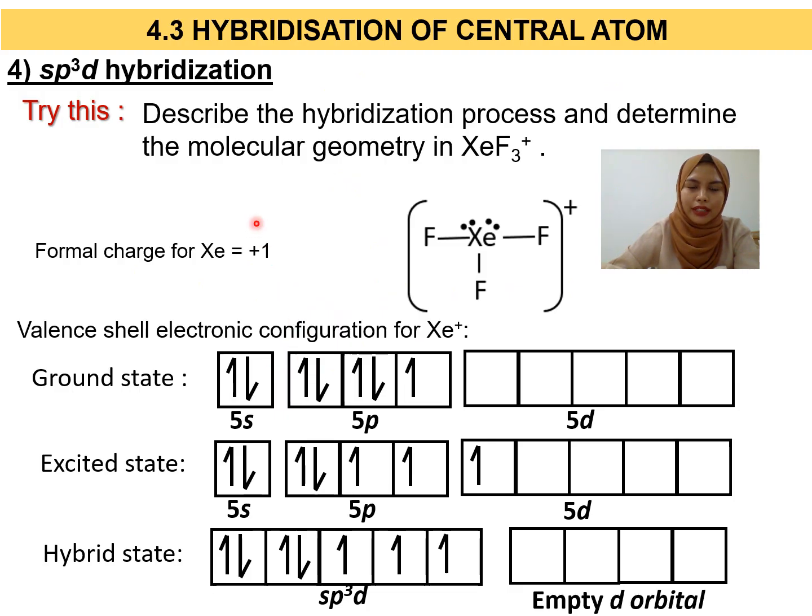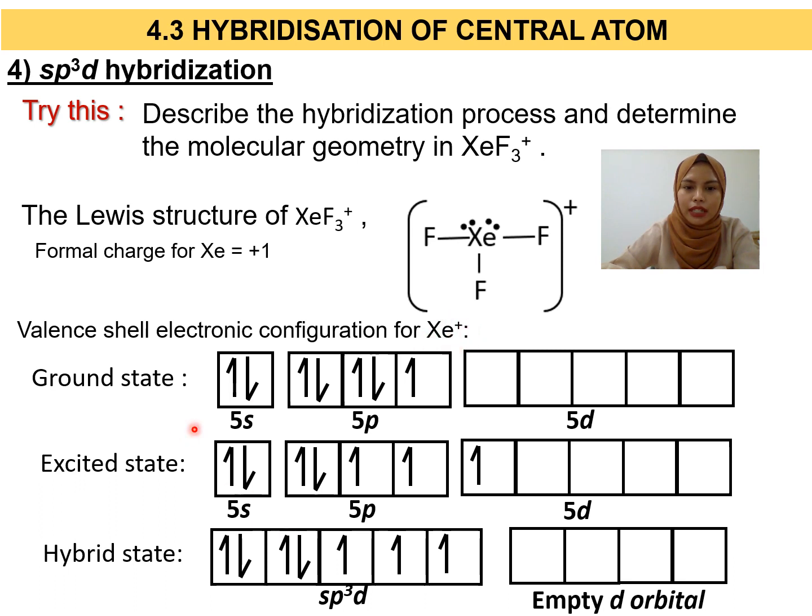Okay, cuba you buat ni. Contohnya kalau let's say you ada XeF3+, the question asks you to describe the hybridization process and determine the molecular geometry of XeF3+. So first thing first, you need to draw the Lewis structure untuk XeF3+, which is this is how XeF3+ will look like. And then bila you nak kira the ground state, excited state dengan hybrid state, you since that the formal charge untuk Xe adalah positive 1, therefore Xe ni dia akan ada Xe plus lah.